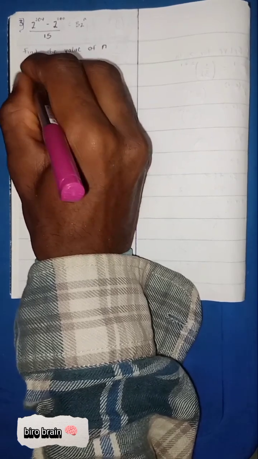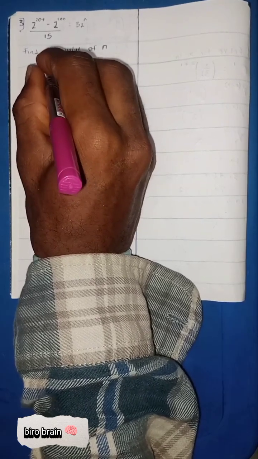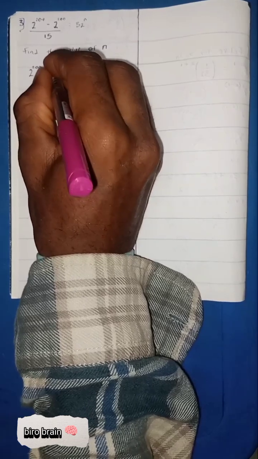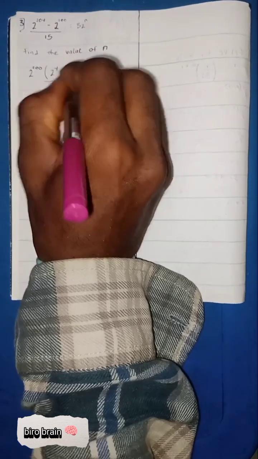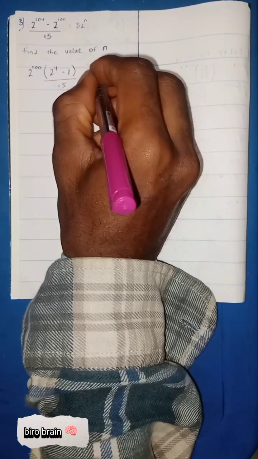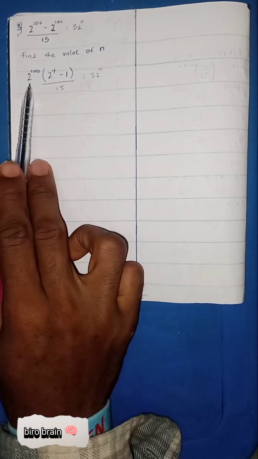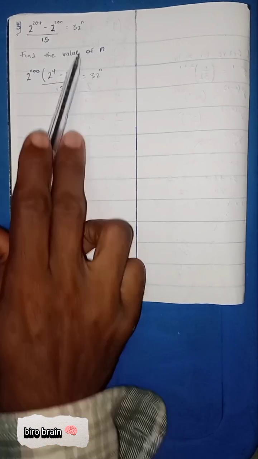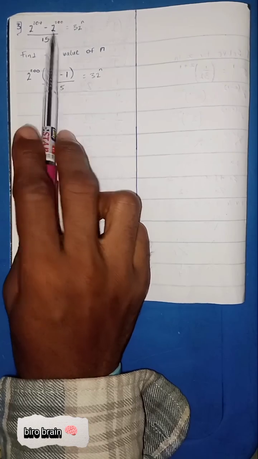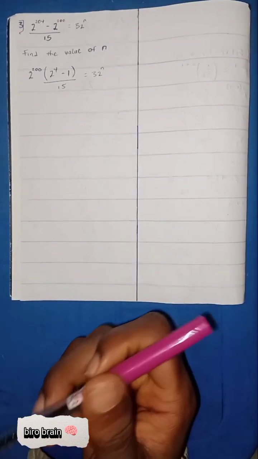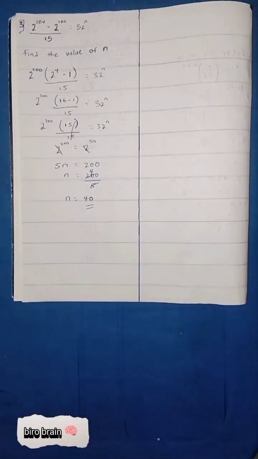Factorizing that, now we're having 2 raised to power 200, brackets 2 raised to power 4 minus 1, over 15 is equals to 32 raised to power n. Looking at this, can you see what we did? We factorized 2 raised to power 200 out of this expression here. What's the next thing we need to do? Now 2 raised to power 4, that's 16, and this is your answer for this question.